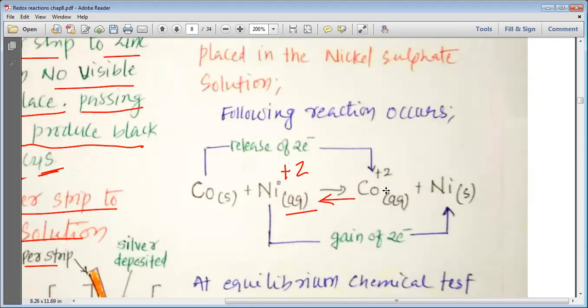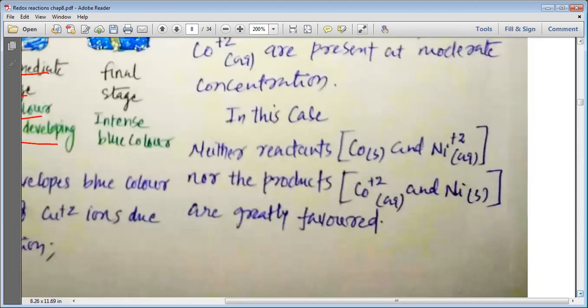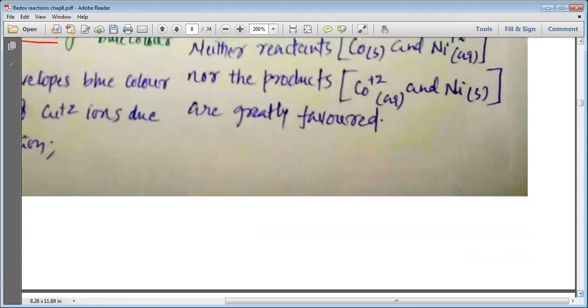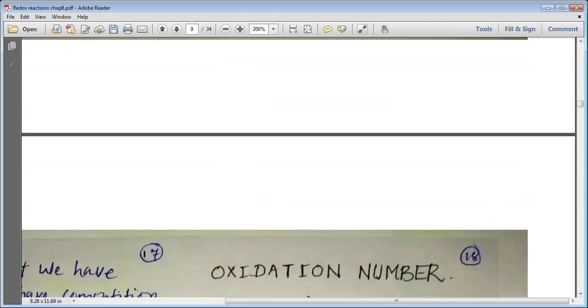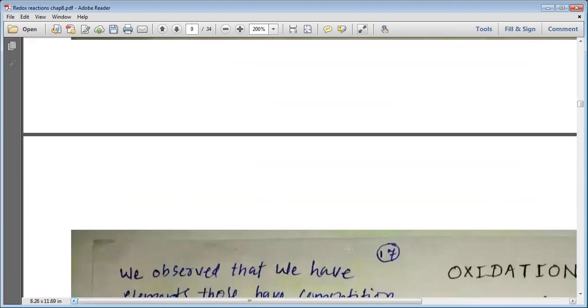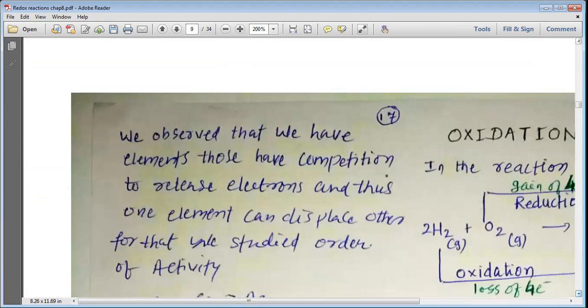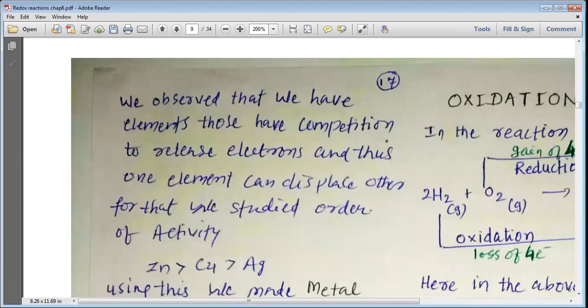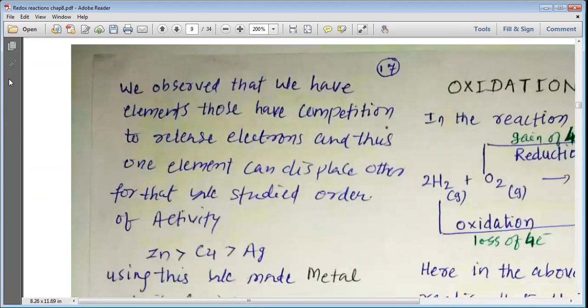So none of the reaction completes, and the presence of Ni+2 ions as well as the Co+2 ions are observed at the equilibrium. And thus neither the forward reaction, that is the oxidation of cobalt to cobalt+2 ion, nor the reverse reaction, that is the reduction of cobalt+2 ion to cobalt or the oxidation of nickel to nickel+2 ion, is favored. Both the reactions occur equally.